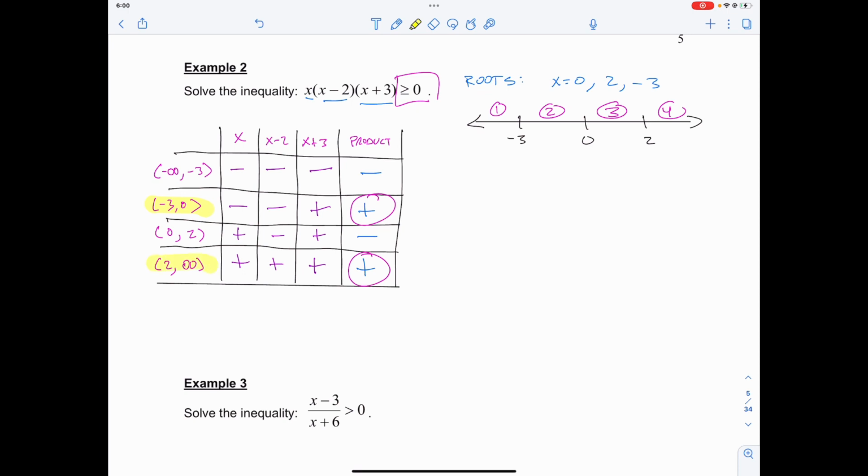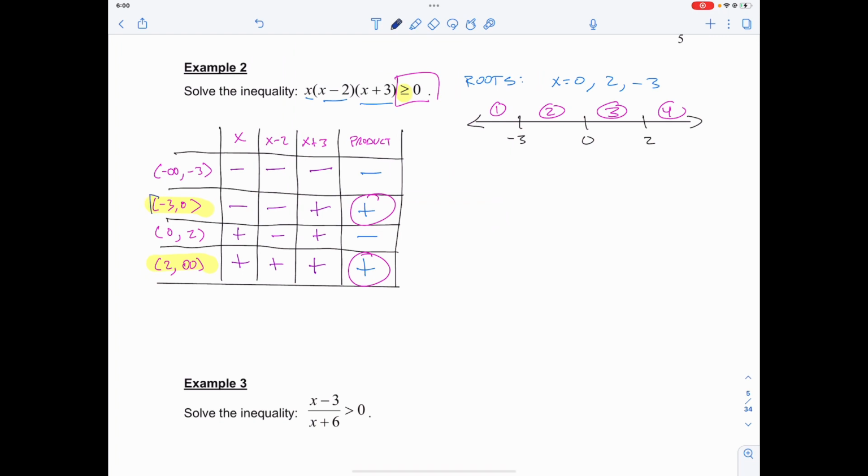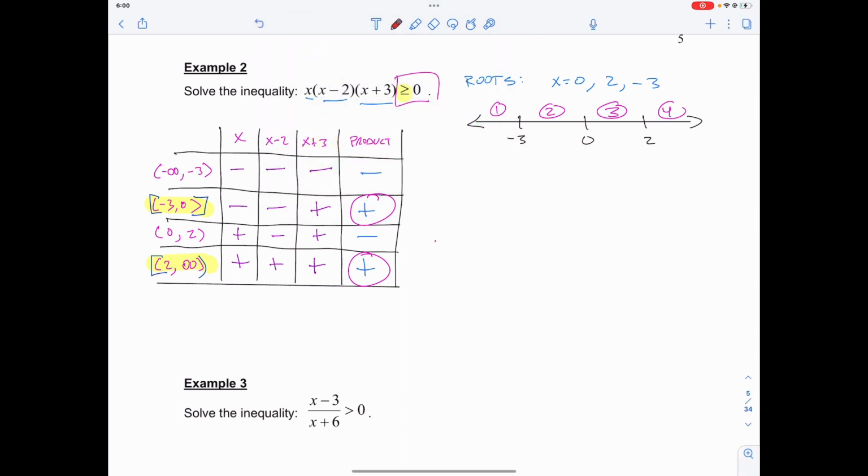Now, the only thing you have to be careful of is it said equal to in this case, which means that I know, even though it doesn't expressly state it, that these are going to be able to equal these points. The only exception obviously being infinity is not a point you can actually equal to. So, x is an element of negative 3 to 0, or 2 to positive infinity.